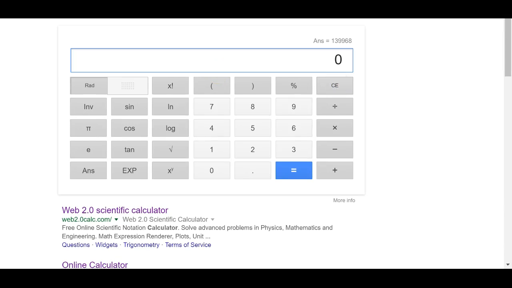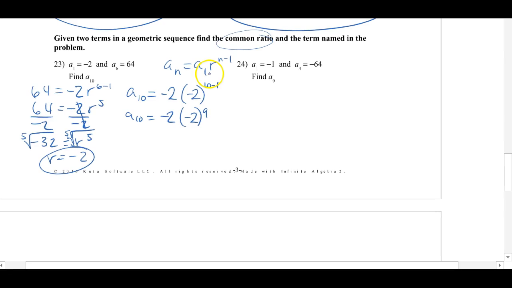Okay, so let's do -2 parentheses, -2 parentheses, raised to the 9th, 1024. Okay, so a sub 10 is equal to 1024.